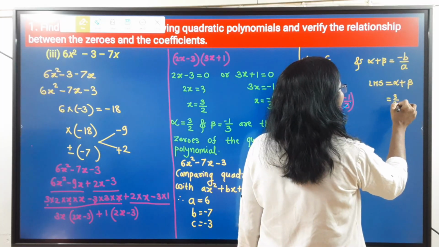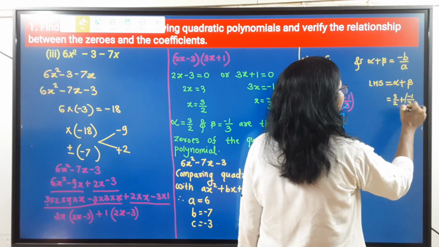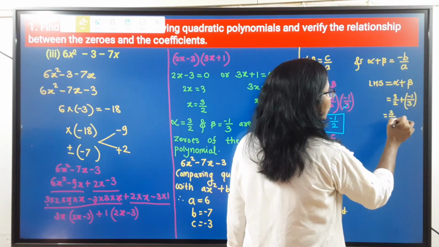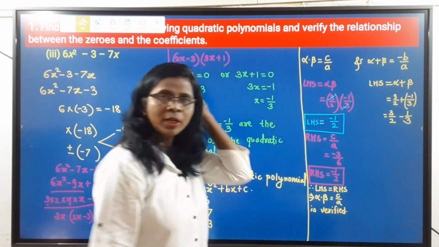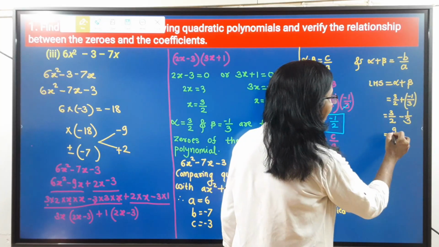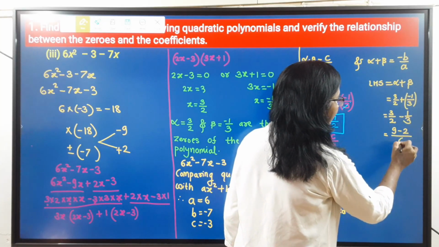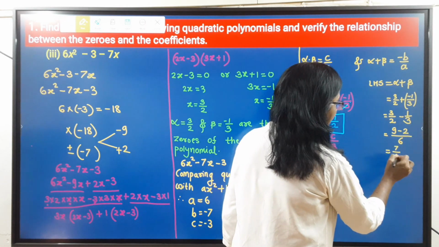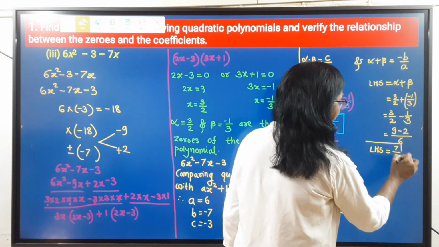Now, second verification students, we write here LHS is equal to alpha plus beta. So here 3 upon 2 plus minus 1 upon 3. So that means here students 3 upon 2 minus 1 upon 3. So now here students cross multiply, 3 3s are 9, minus 2 1s are 2, and here 2 3s are 6. So here 7 upon 6. LHS is equal to 7 upon 6.